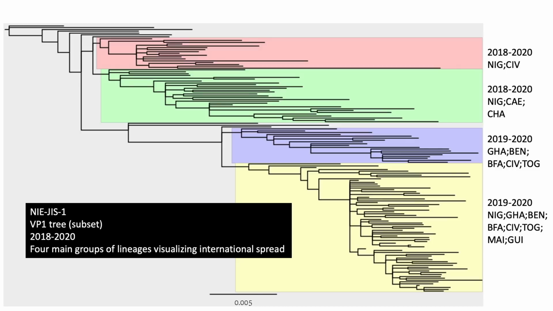with 4 main groups of lineages that were spreading internationally. So you have the Niger and the Ivory Coast, then Cameroon and Chad in the green, Ghana, Benin, some of those that I showed in the map, and then even Burkina Faso, Ghana, CIV, Togo, etc. So really a lot of spread going on.